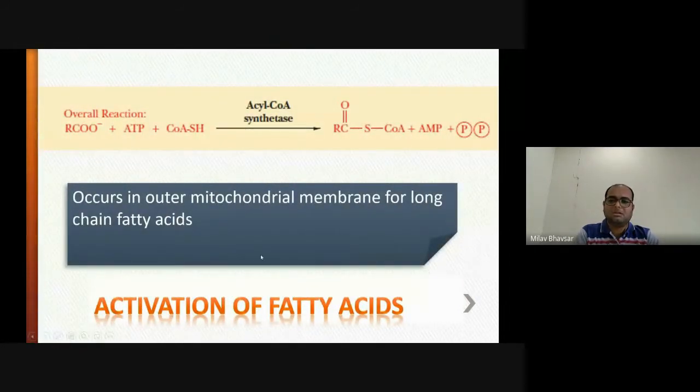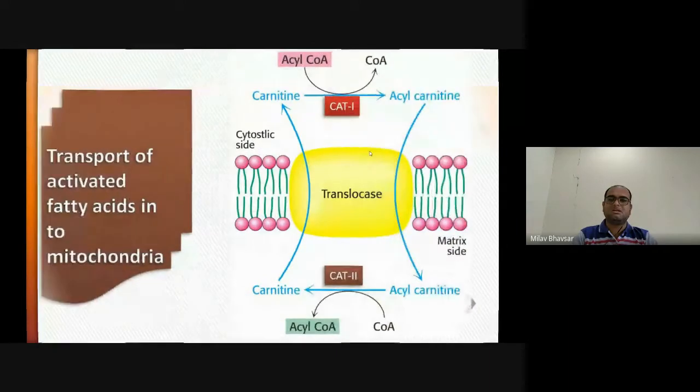So this happens inside the outer mitochondrial membrane. Remember this. It is not happening inside the inner mitochondrial membrane. This is happening in the outer mitochondrial membrane for long chain fatty acid. What it does is it activates the component. Coenzyme A is added to the component. So once coenzyme A is added, it is activated. So acyl coenzyme A is generated.